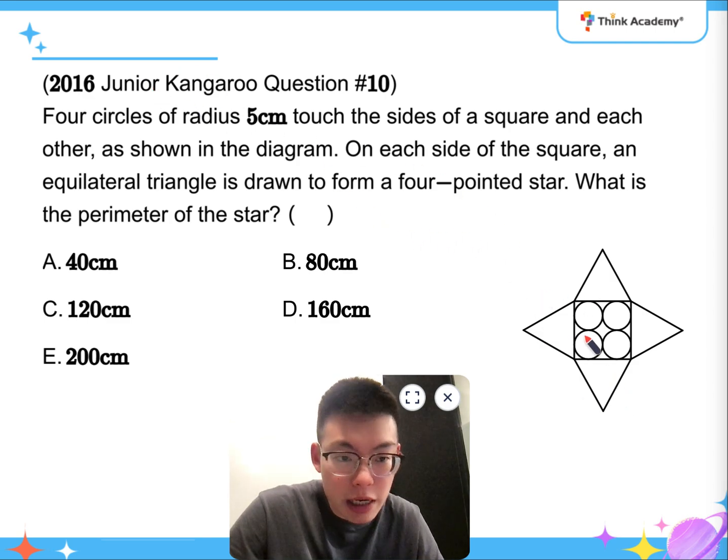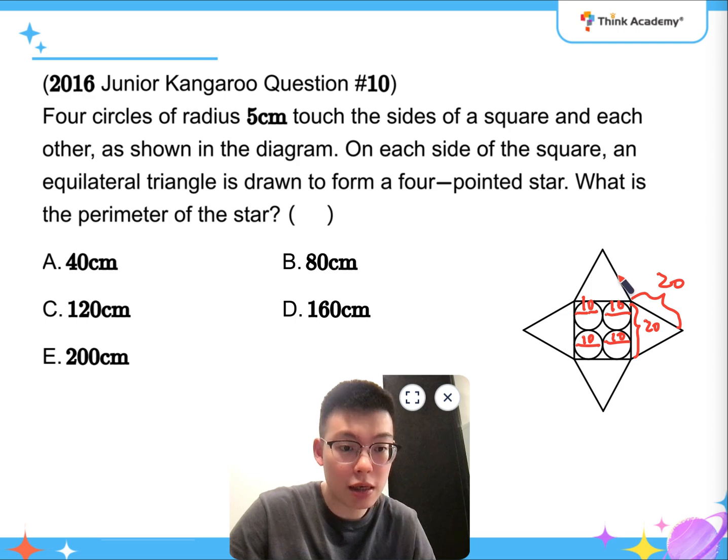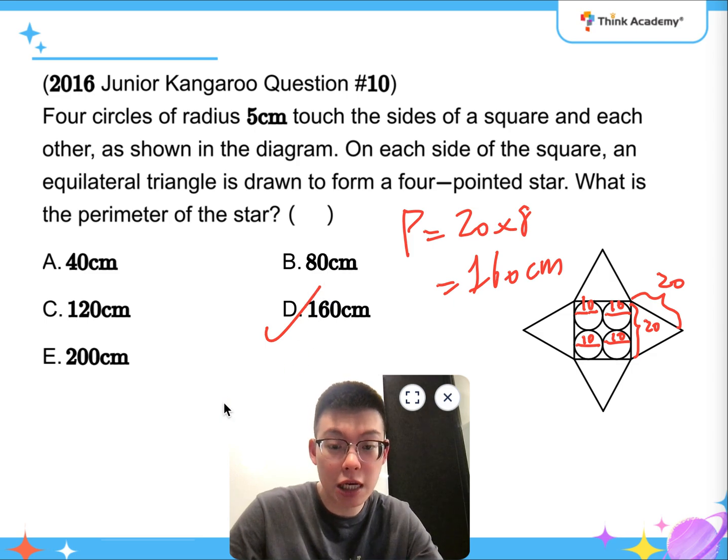Okay, so if the radius of a circle is 5, then the diameter is 10, which means that the length of the square is 20, and the length of the equilateral triangle is also 20. Now there are 1, 2, 3, 4, 5, 6, 7, 8 sides for this star, which means that the perimeter is equal to 20 times 8, that is going to be 160 centimeters. Alright, so D is the answer to this question.